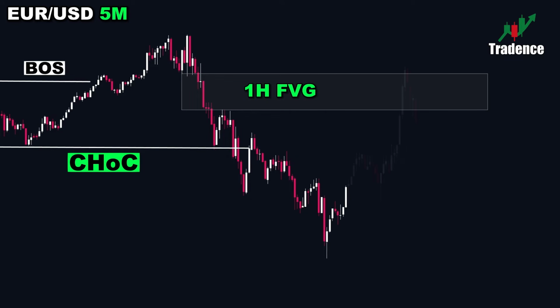Let's play the chart forward and see what happens. As you can see, price pushed higher and eventually tapped into the 1-hour FVG, then showed clear rejection, confirming that price is respecting the zone. That gives us our first layer of confirmation.